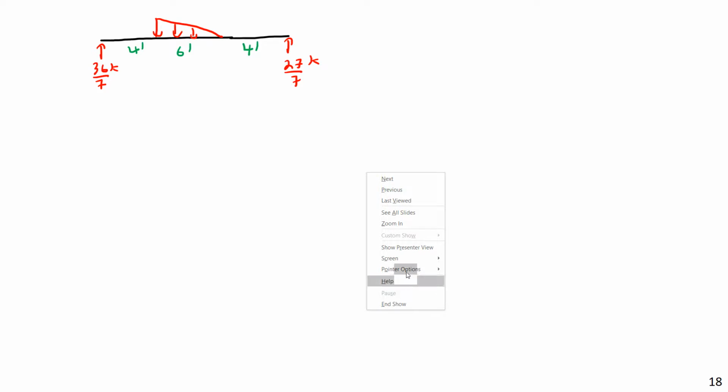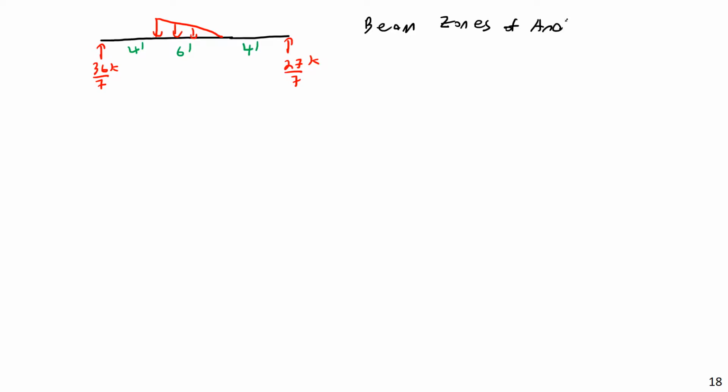First I'm going to need to acknowledge that for my boundaries of analysis, I have discontinuities here, here, here, and here. Here because of the end of the beam and a reaction, here because of a load starting, here because of the load ending, and here because of a point load and the end of the beam. So my beam zones of analysis are going to be 1 when x is between 0 and 4 feet, 2 when x is between 4 feet and 10 feet, and 3 when x is between 10 feet and 14 feet.